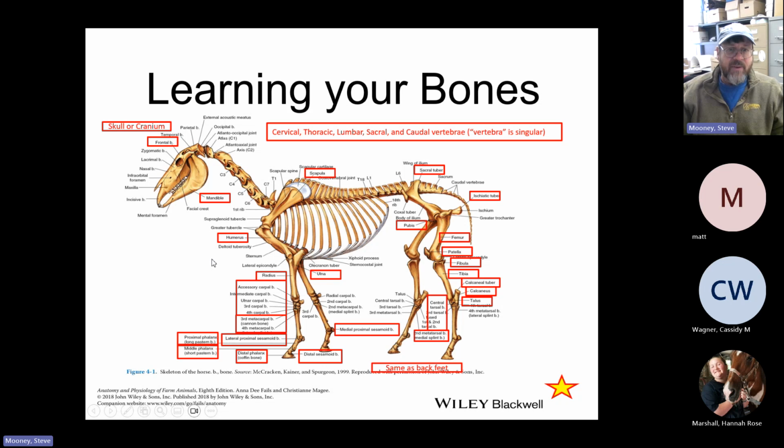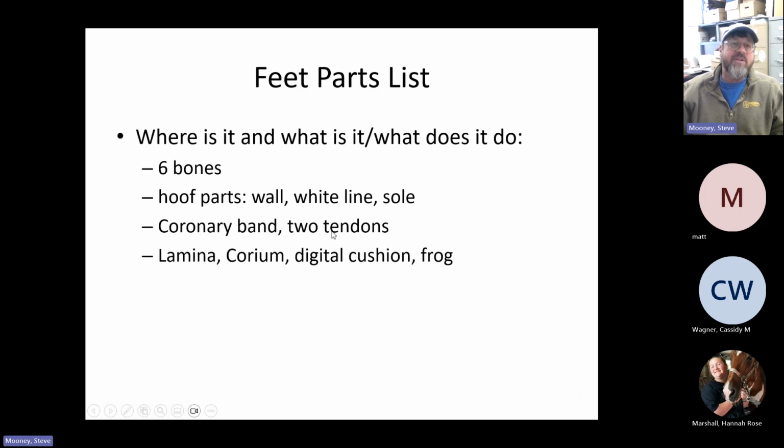So we have our bones down there. Which parts are we going to ask you to remember? So we've got three sesamoid bones, three toe bones that I want you to remember. What is their purpose? They are going to hold things up. They are going to actuate the movement. We've got the wall hoof parts. We've got the wall. We've got the white line. We've got the sole. We've got the coronary band. We've got two tendons that we haven't talked about. We'll have to talk about next time. We've got the lamina on the sides of the hoof. We've got the corium underneath the toe bone. We've got the digital cushion and the frog. Those are the parts I want you to remember. Those are the ones you'll be tested on.